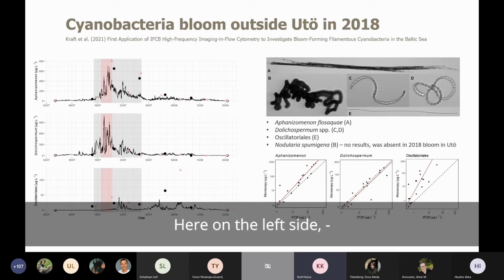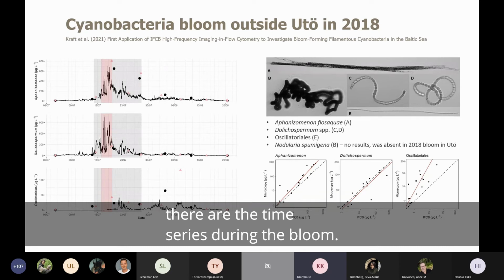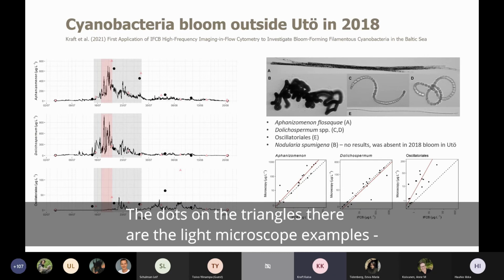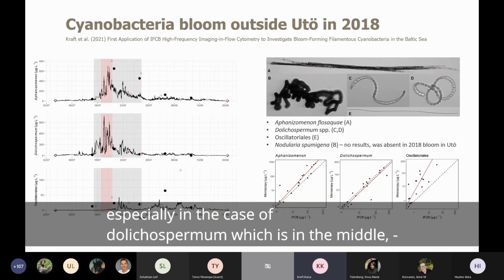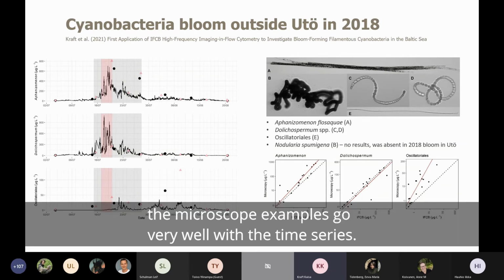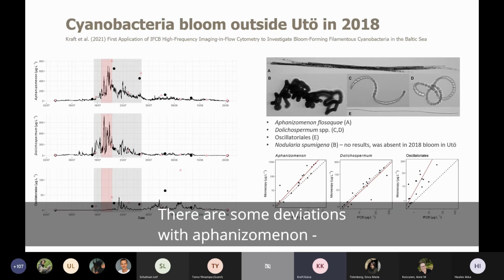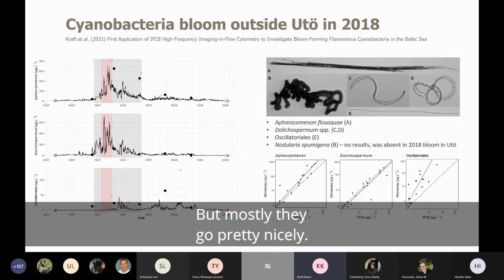Here, on the left-hand side, there are the time series during the bloom. The dots and the triangles are the light microscopy samples, and the black line is the IFCB samples. So we can see very nicely that, especially in the case of Dolichospermum, which is in the middle, the microscopy samples go very well with the time series. There are some deviations with Aphanizomenon, but mostly they go pretty nicely.